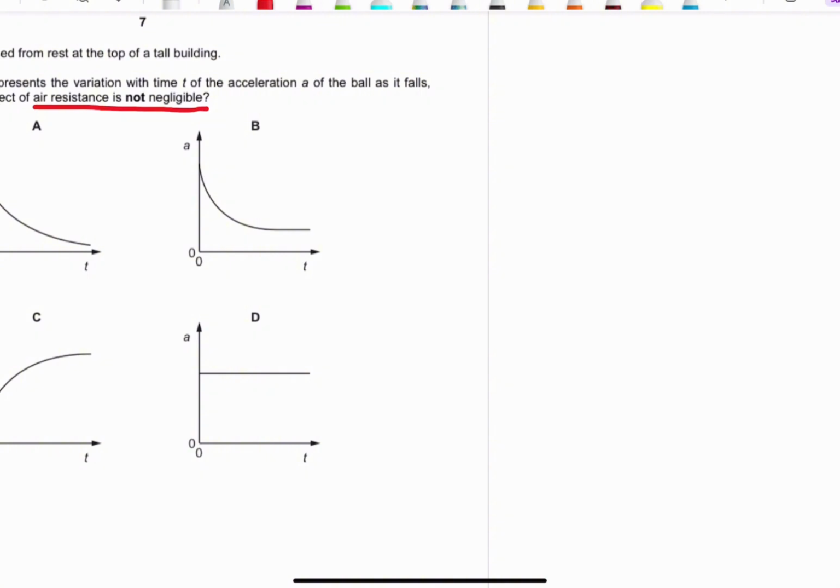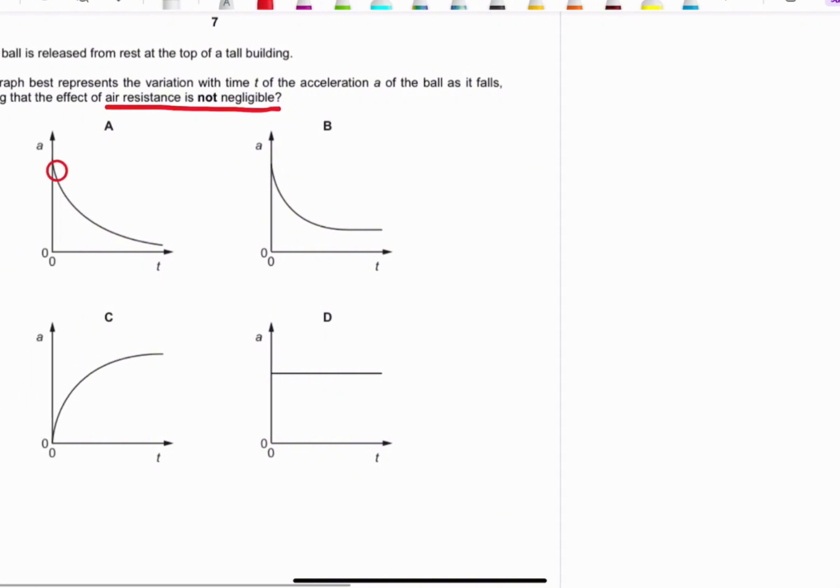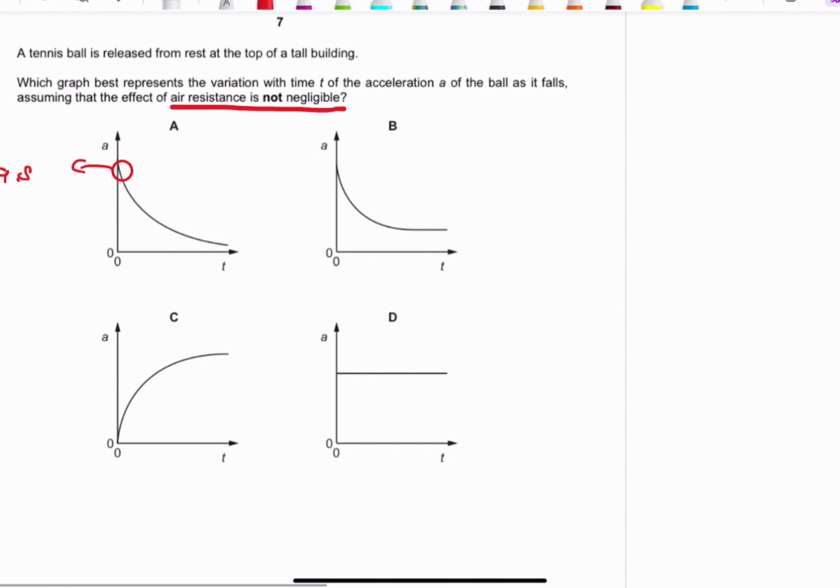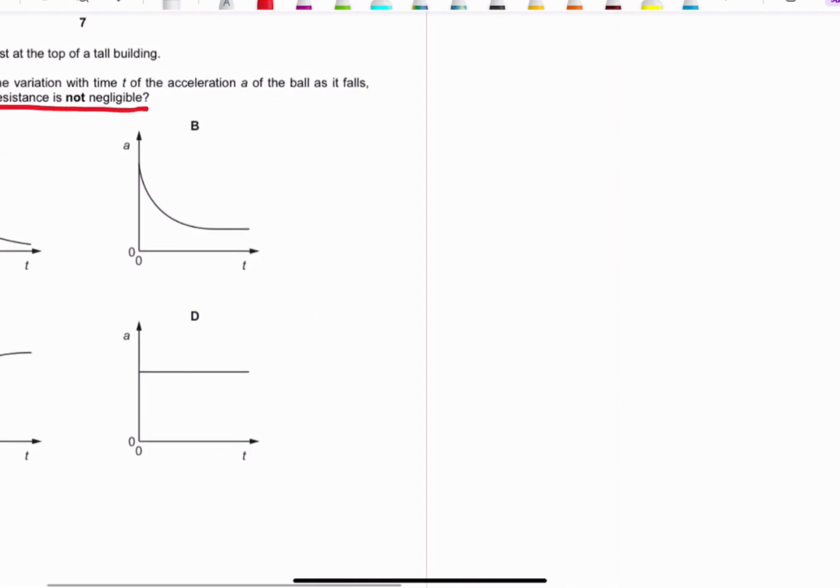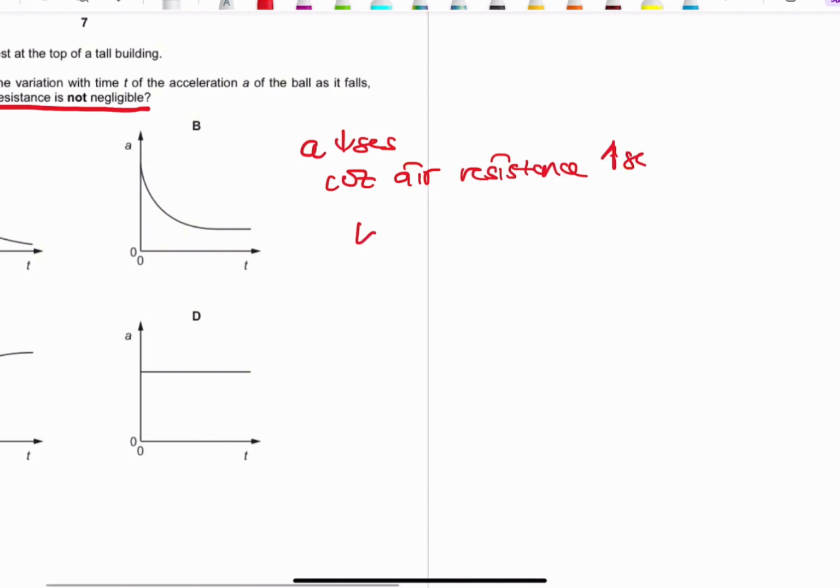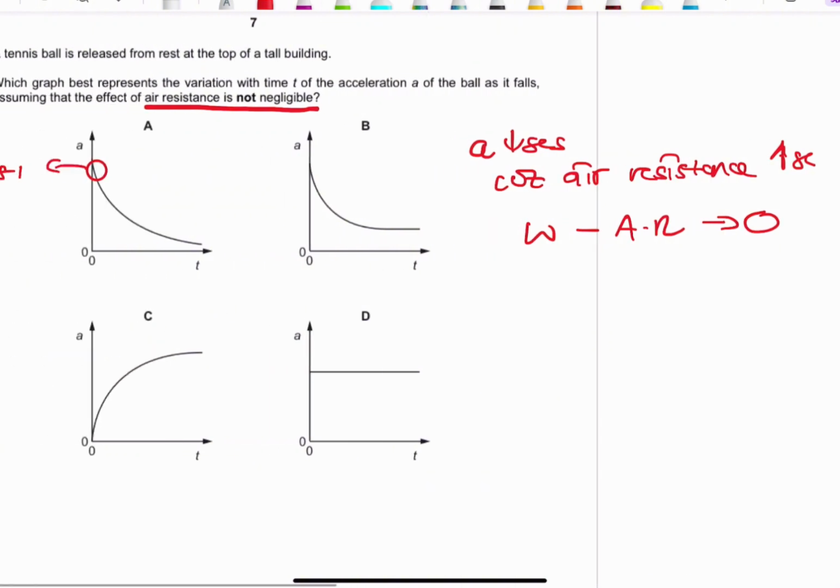So acceleration is going to start at a very high value. This value is going to be 9.81. So acceleration is going to start at 9.81 and it's going to decrease. Why? Because air resistance is also going to increase. So what it means is that the weight minus the air resistance will tend to zero. So acceleration is going to decrease because air resistance is going to increase, and as that happens, the resultant acceleration would therefore decrease.